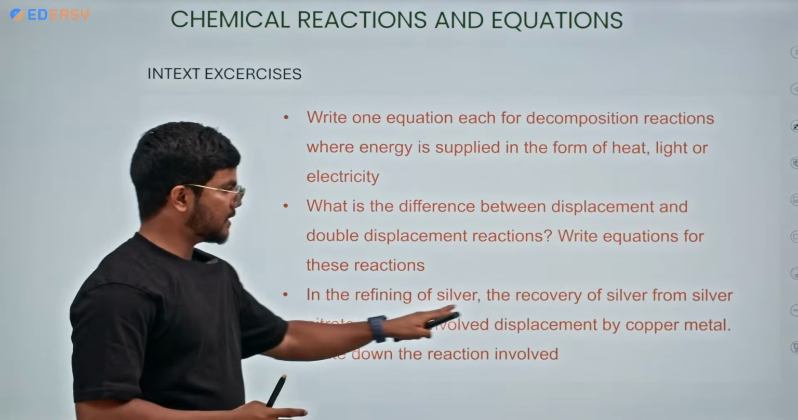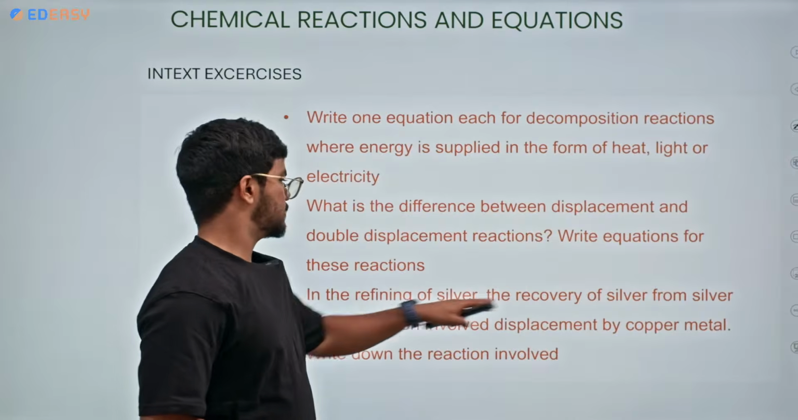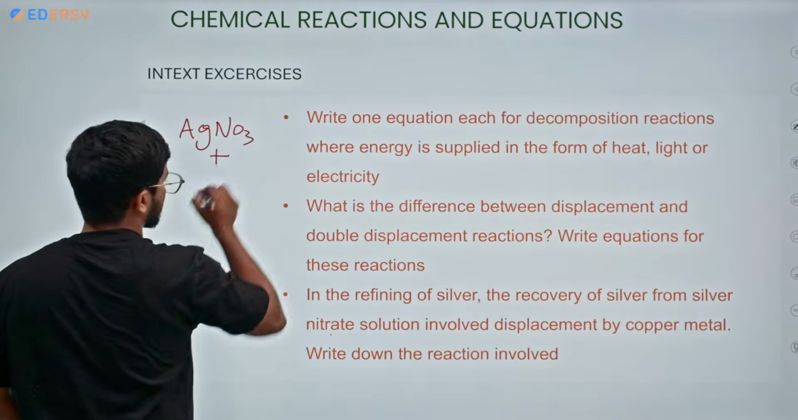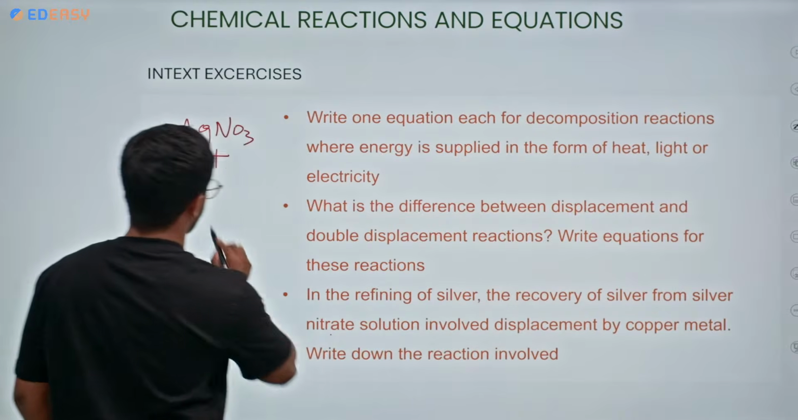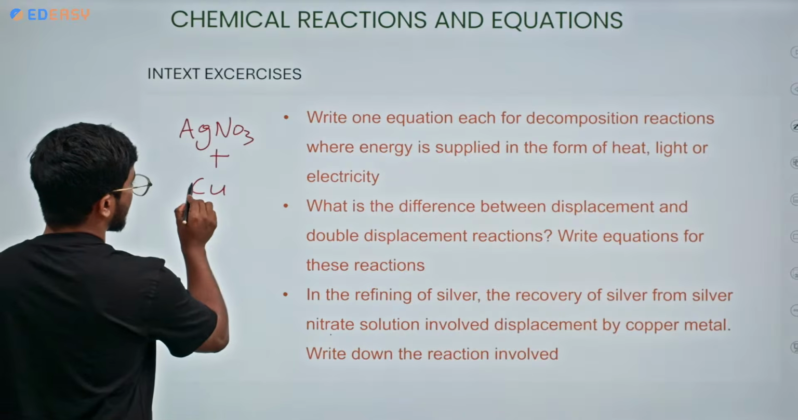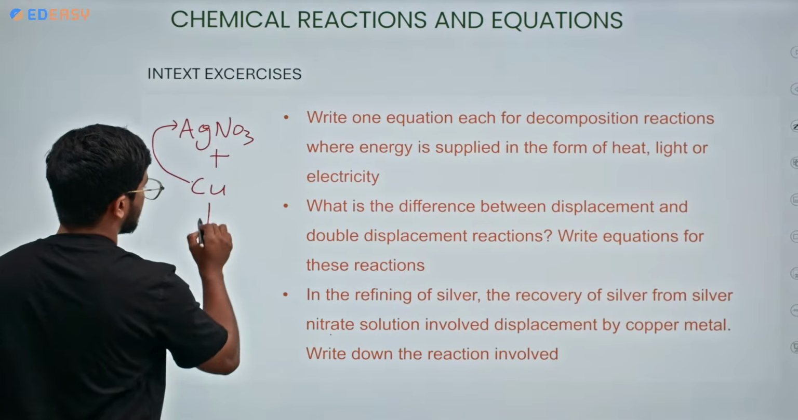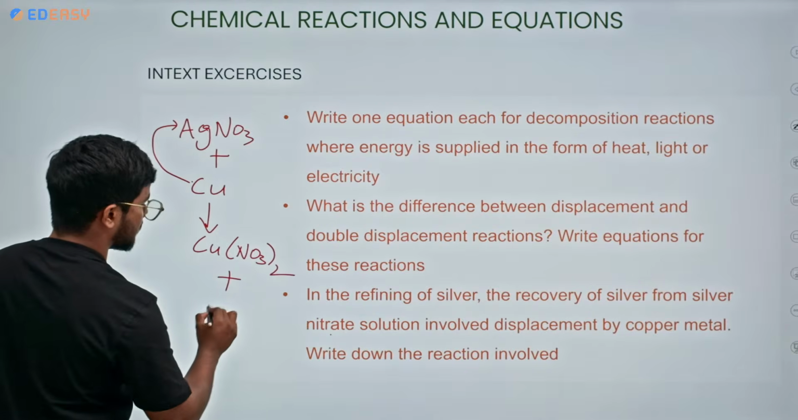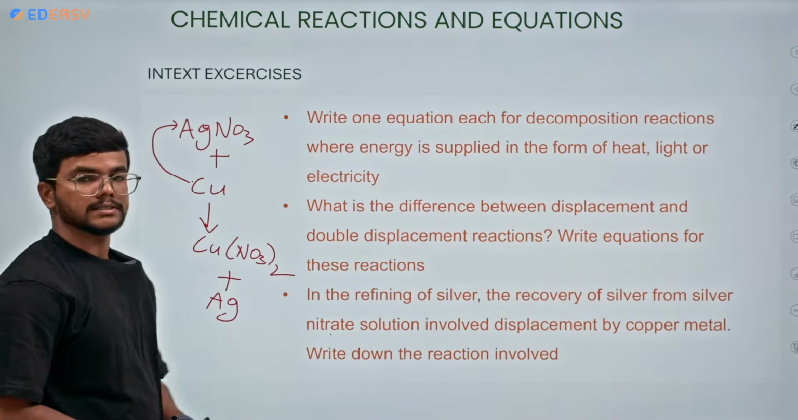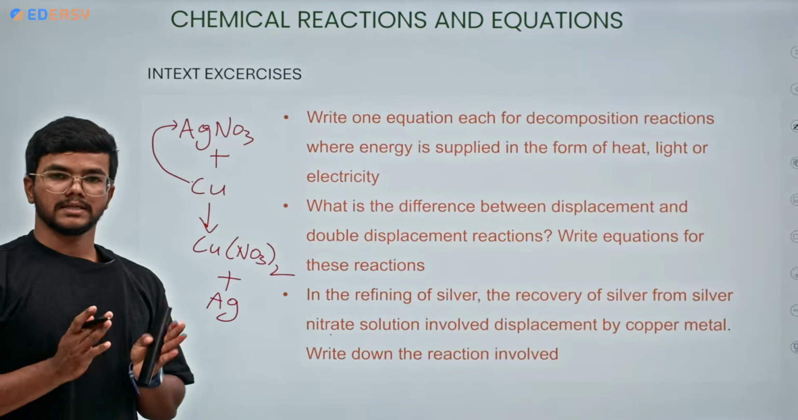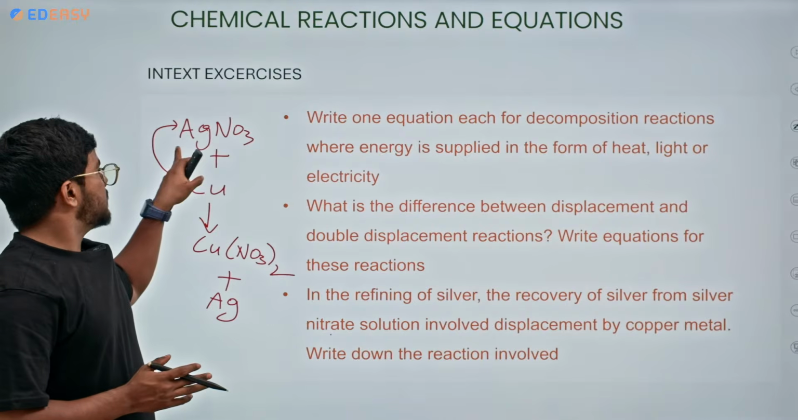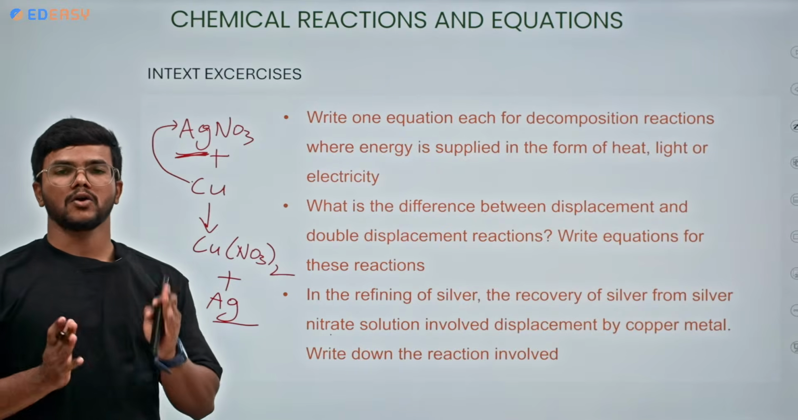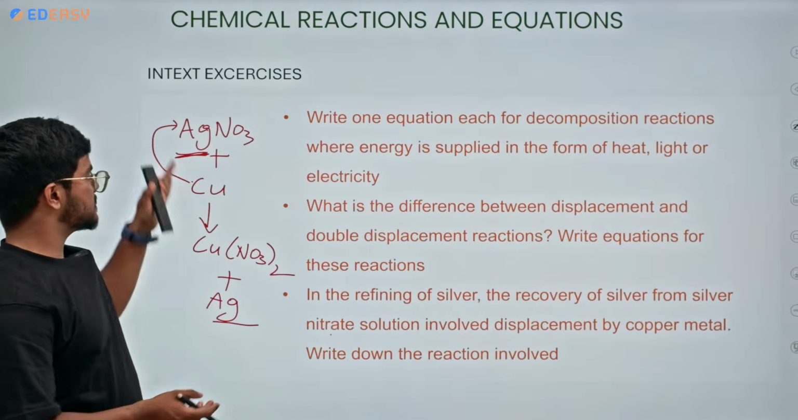In the refining of silver, the recovery of silver from silver nitrate: silver nitrate is AgNO3, which reacts by displacement with the copper metal. Copper is more reactive than Ag, so it displaces the Ag. It gives copper nitrate, Cu(NO3)2, plus silver, which is Ag. This is how you will refine silver nitrate and obtain the purest form of silver from silver nitrate with the reaction of copper. This type of reaction is a single displacement reaction.